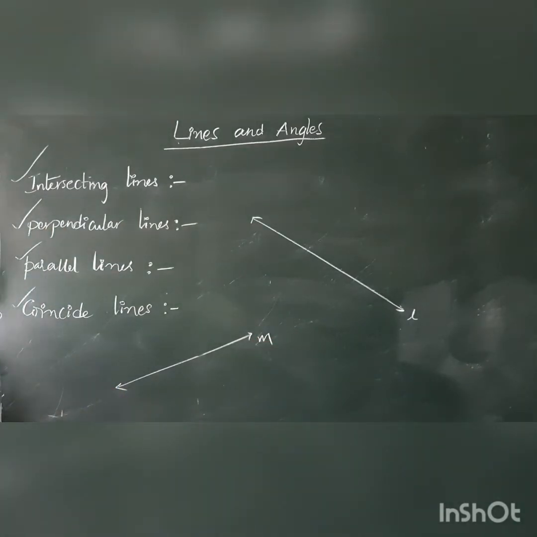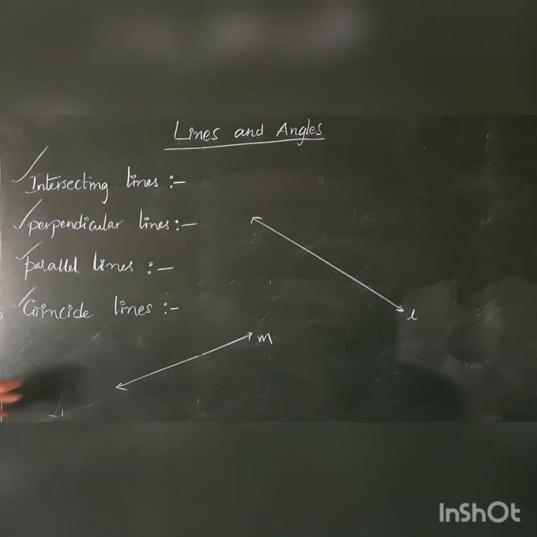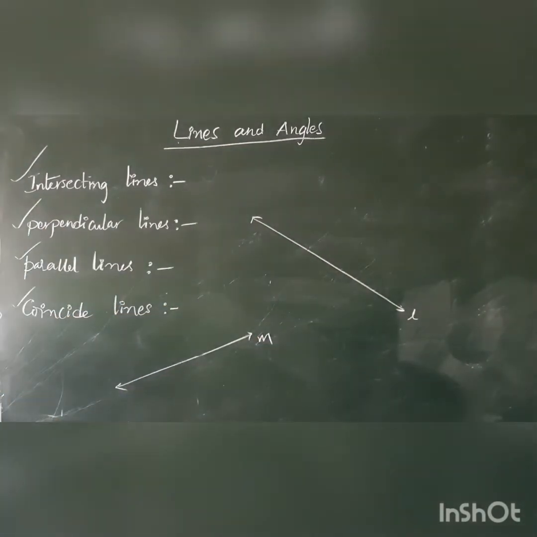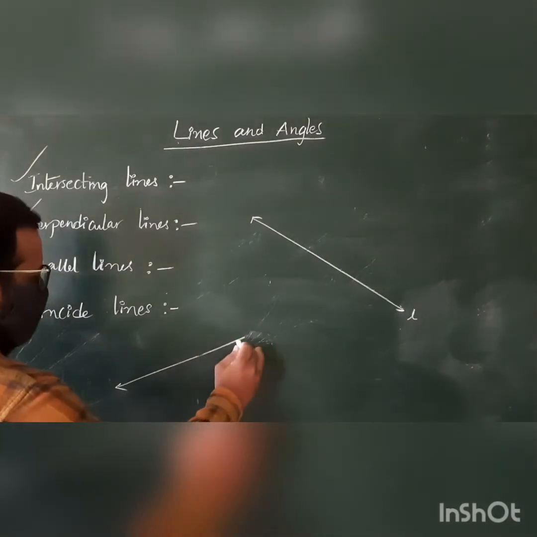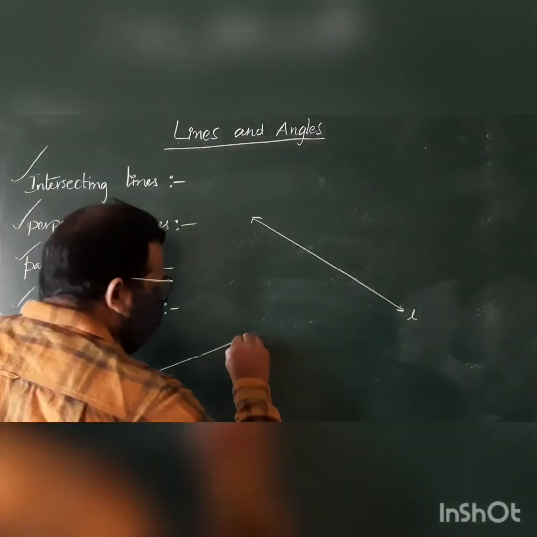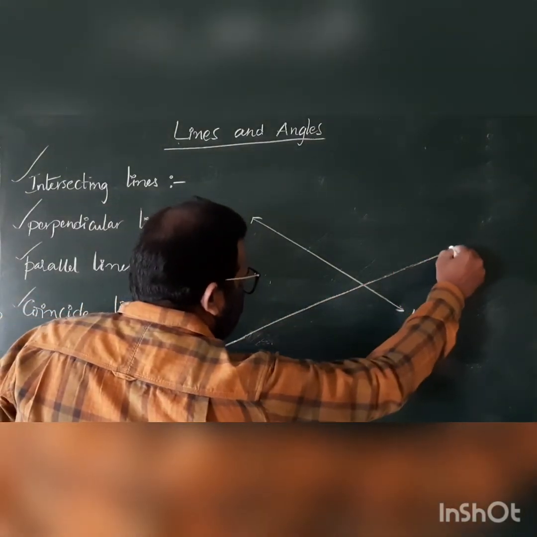Let us take this line as M. Can I say these two lines are intersecting? These two lines seem to be not intersecting, but we know what a line means: a line extended infinitely.